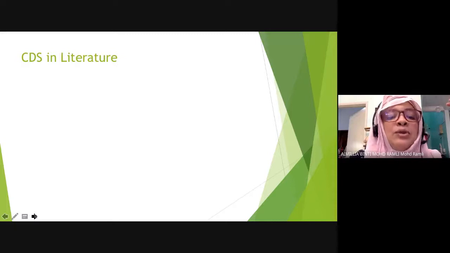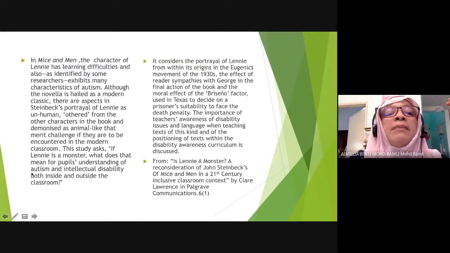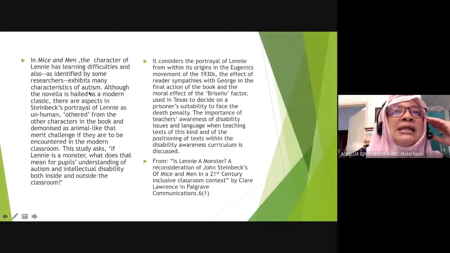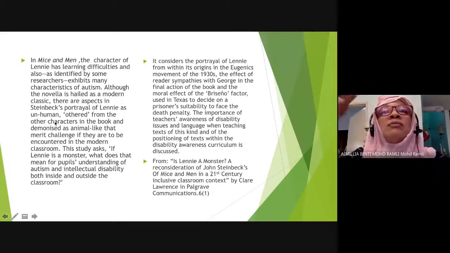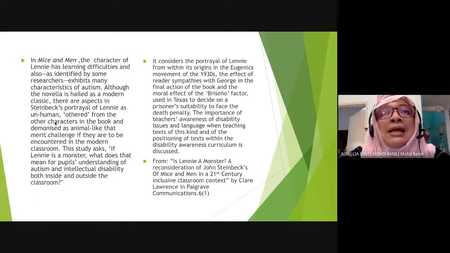Now CDS in literature. In Of Mice and Men, a novel by John Steinbeck, we have a character, Lennie, who has learning difficulties, and he exhibits many characteristics of autism. But the novel doesn't say that he's autistic. It simply depicts Lennie as being a bit inhuman because he has monstrous strength. In the novel, he is shown to be able to crush somebody to death. In fact, he did that.